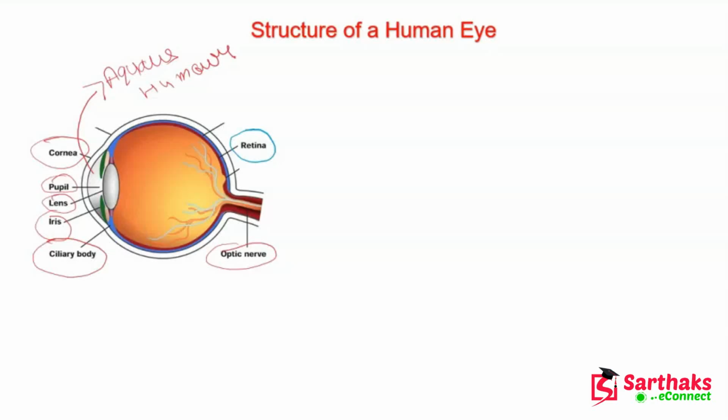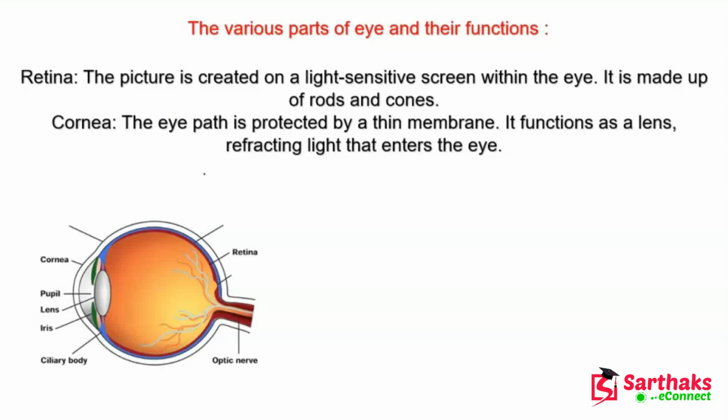Now guys, let's talk one by one about the different parts of this eye. So first of all we will discuss the retina. The picture which is created on a light-sensitive screen within the eye is made up of rods and cones. Basically the picture which will be formed in our eye is formed on the retina. So it is like a screen.